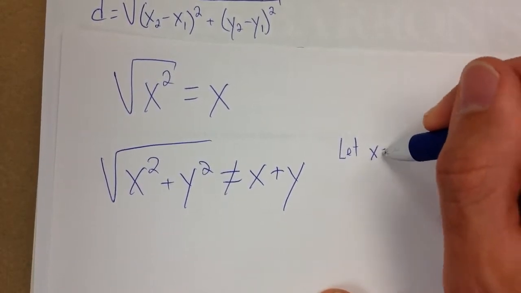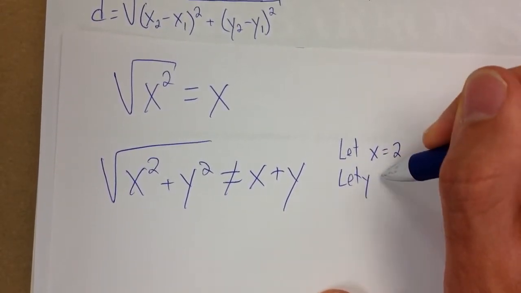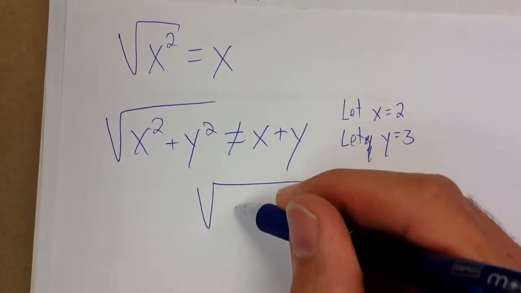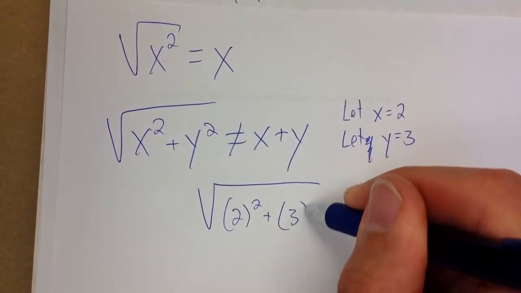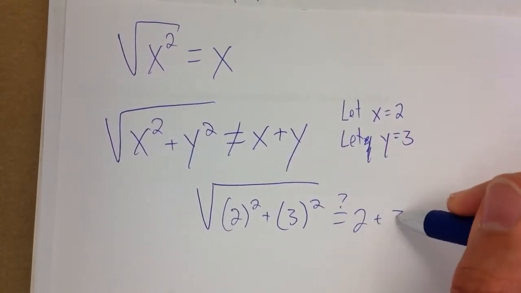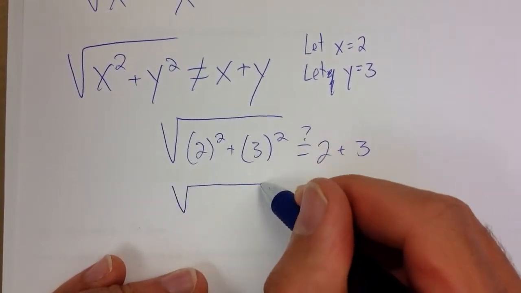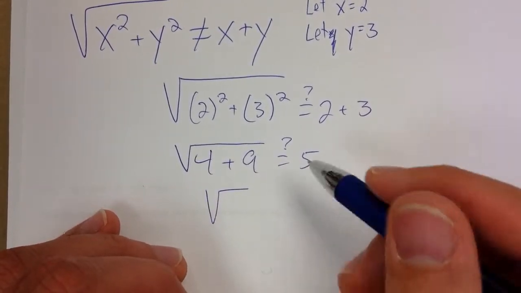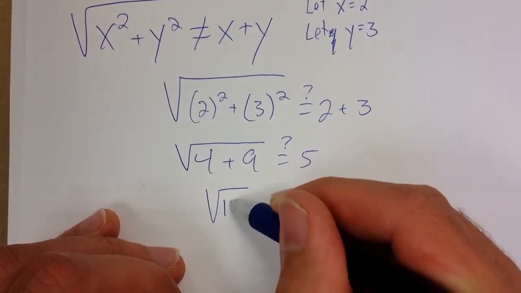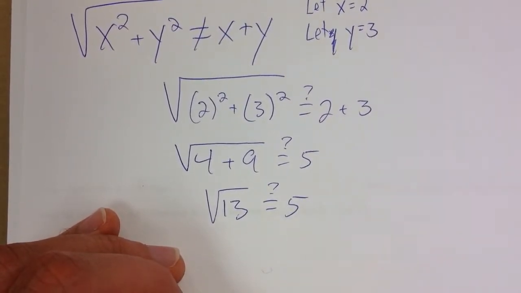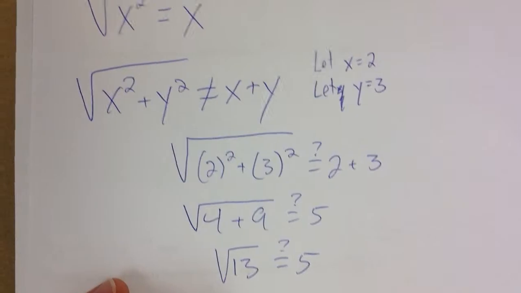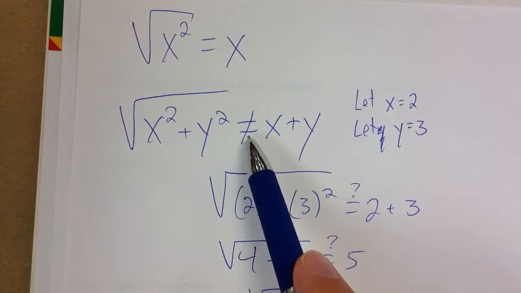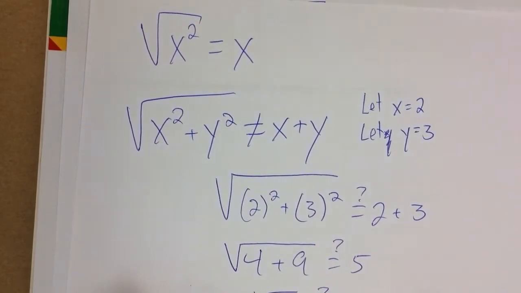Make x equal a number. Make y equal a number, another number. Plug them in. What's 2 squared? What's 3 squared? What's 4 plus 9? Is the square root of 13 5? No. So that is proof that this, if I put an equal sign, would not be true. Okay? So keep that in mind.